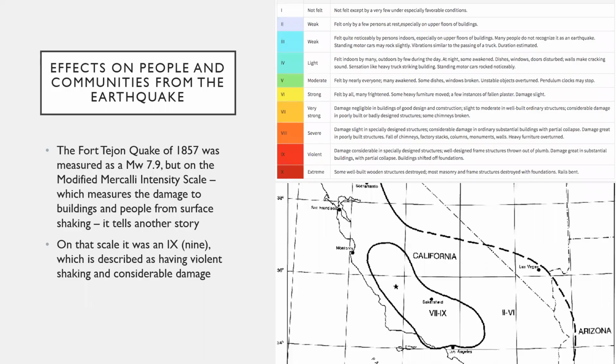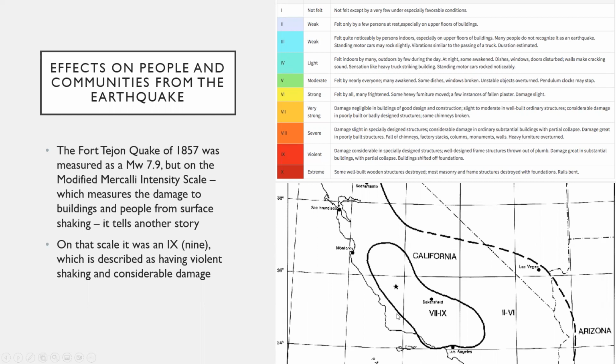Just talking about some of the effects on people and other communities from this earthquake, we know that this is a magnitude 7.9, but another scale we can use to look at earthquakes is the modified Mercalli intensity scale. It helps us understand what's happening to buildings and people, and tells a bit of a different story. The scale of this event was pretty massive. It lines up right here at 9 and is considered a violent event.